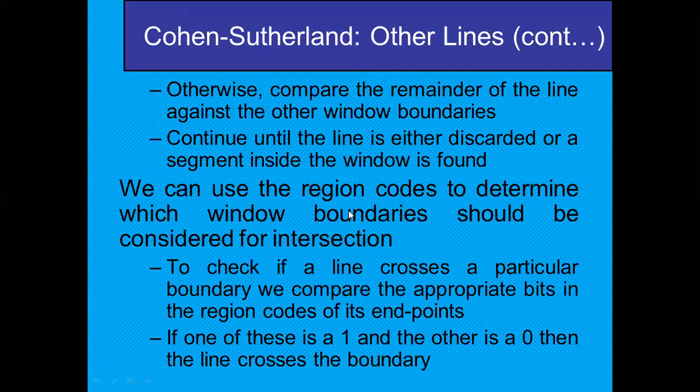So we can use the region codes. There are 9 region codes, and we will use those region codes to determine which window boundaries should be considered for the intersection. Now, if one of these is a 1 value, out of 4 bits, and the other is a 0, then the line crosses the boundary. Just remember these points. If one of these is a 1 and the other is a 0, then there is an intersection, the line crosses the boundary. So you will take care of this.